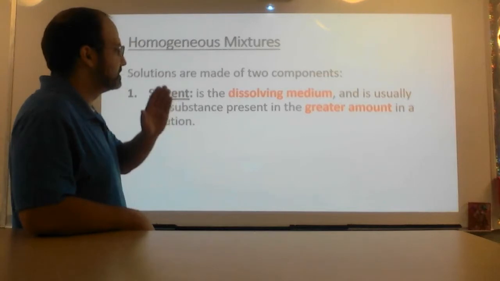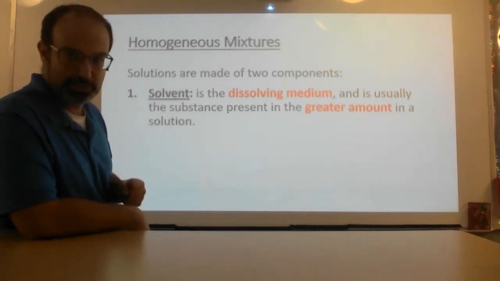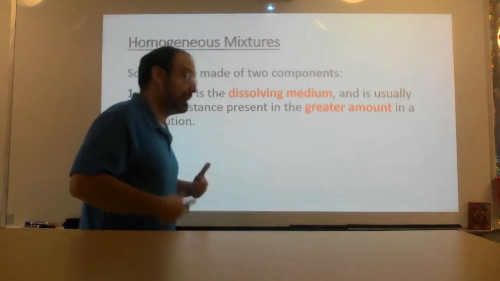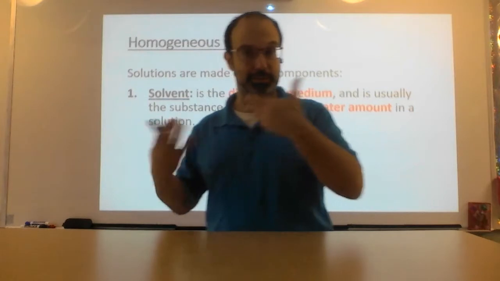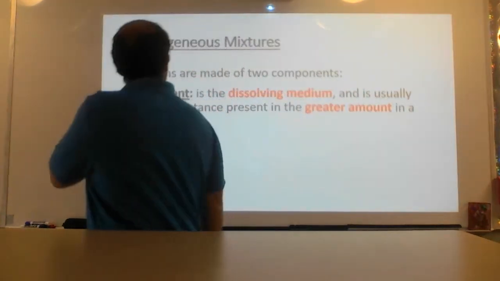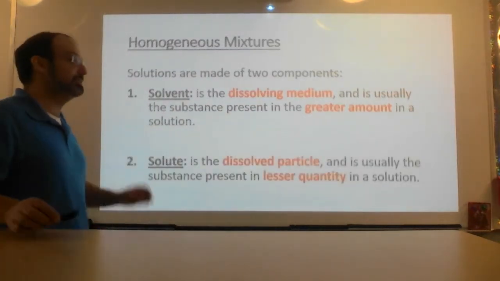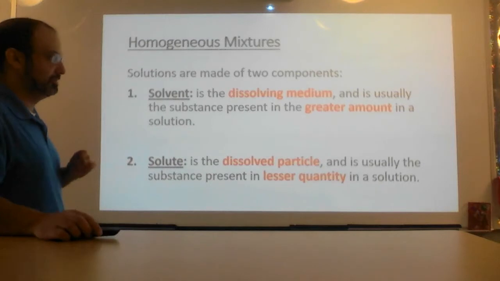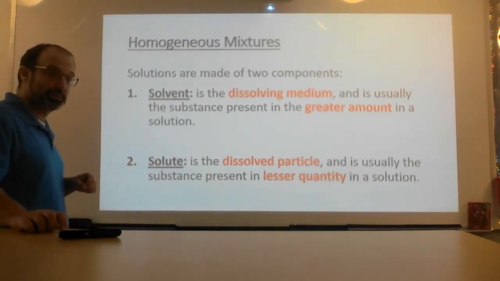Anyway, the dissolving medium is usually the substance present in the greatest amount in the solution. So, for example, right now I'm in a room, and there's a lot of air in here, because I'm not suffocating. So that, we could say, would be the solvent. Now, the solute is the thing that is dissolved in the solution, and it is usually the substance that is in the lesser quantity.